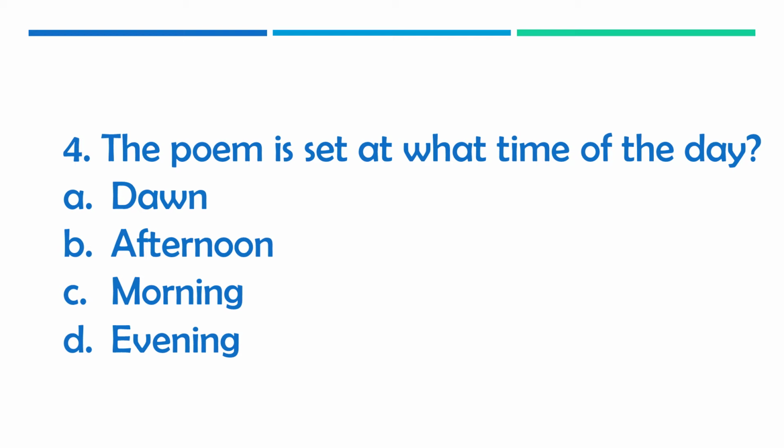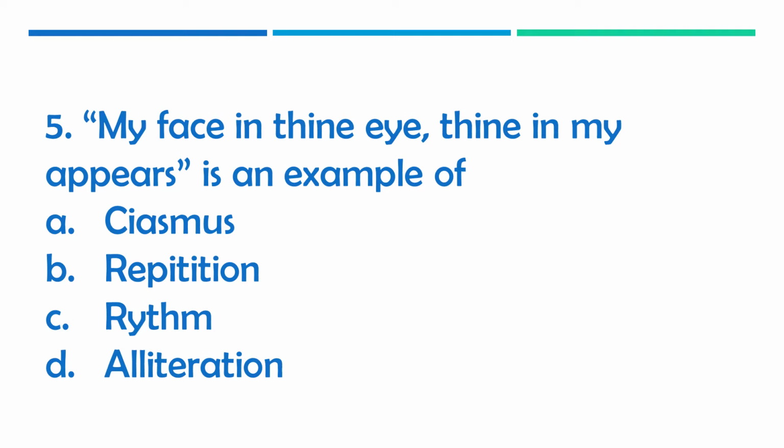Question 5. "My face in thine eye, thine in mine appears" is an example of A. Chiasmus, B. Repetition, C. Rhythm, D. Alliteration. The answer to this question is A. "My face in thine eye, thine in mine appears" is an example of chiasmus.